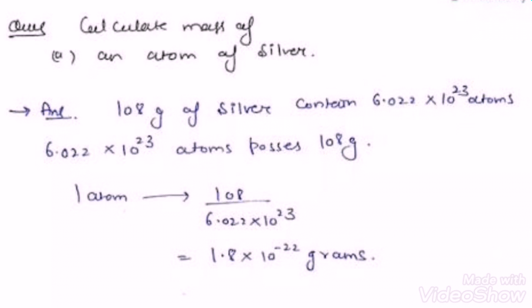Now look over this numerical. Calculate the mass of an atom of silver. You know that the atomic mass of silver is 108. So 108 gram is equal to this much, 6.022 into 10 to the power 23 atoms. So below this write 1 atom. So in 1 atom, how much? So do the criss cross and you will get this formula. Answer.